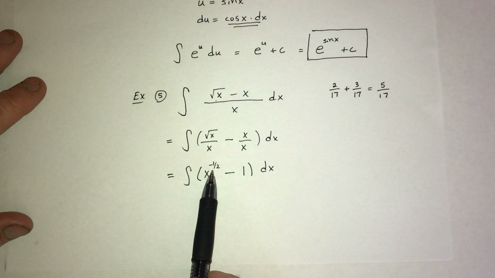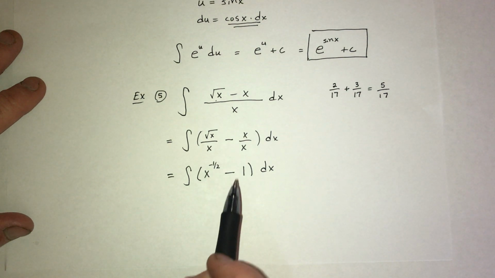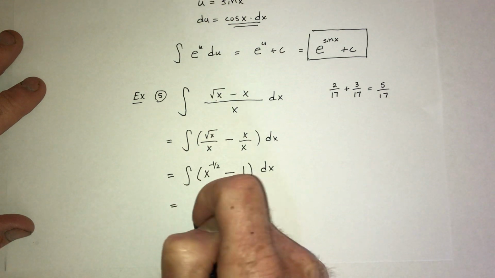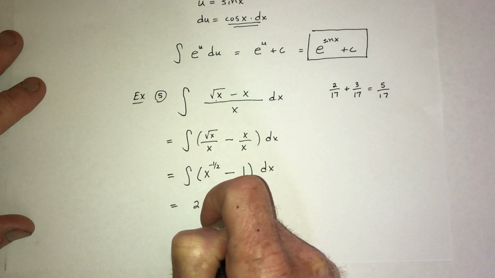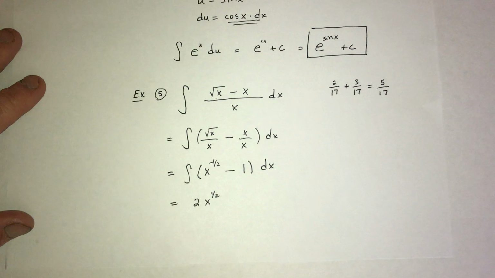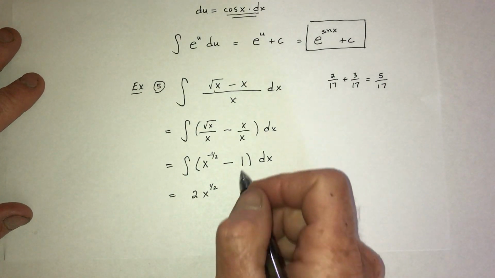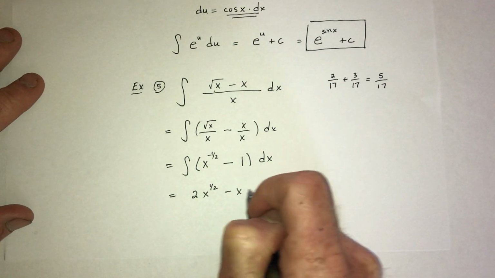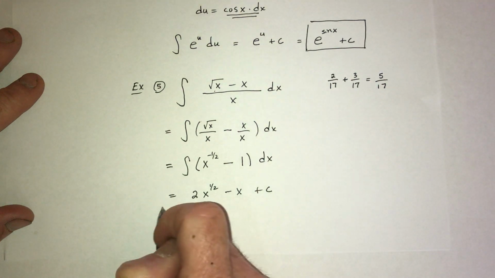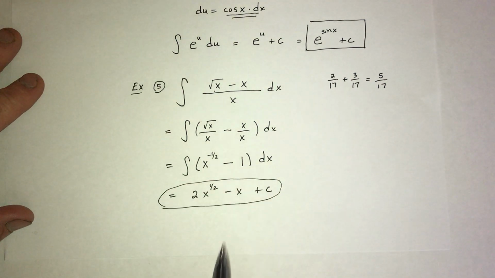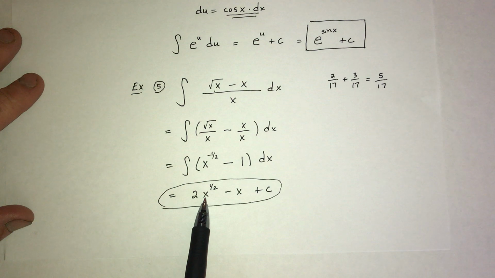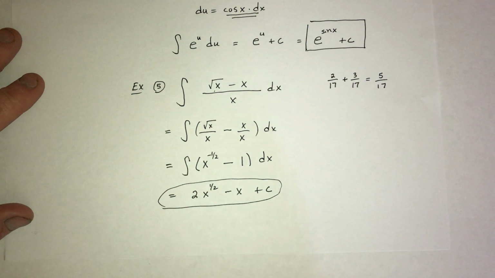Now do the power rule for integrating. So add a 1 to this, which is going to make it a half, and then divide by a half. And I already know that dividing by a half means multiply by 2. And the antiderivative of 1 will just be x. And then a plus c at the end. And if you want to rewrite that one as 2 times the square root of x, that's good too.